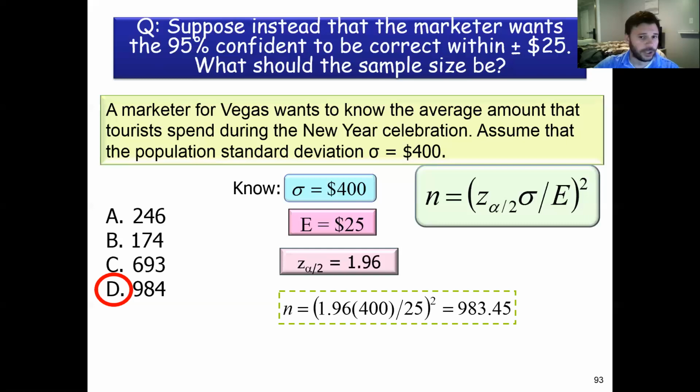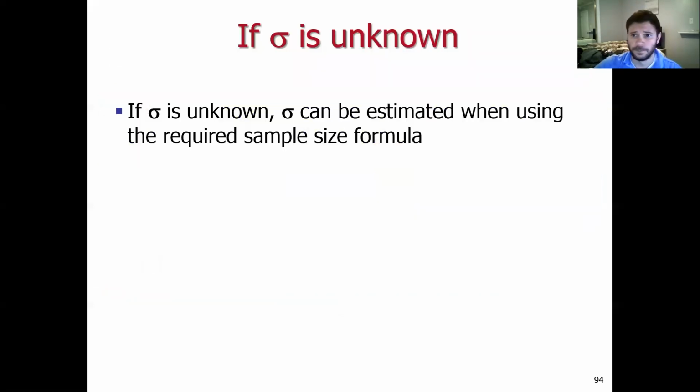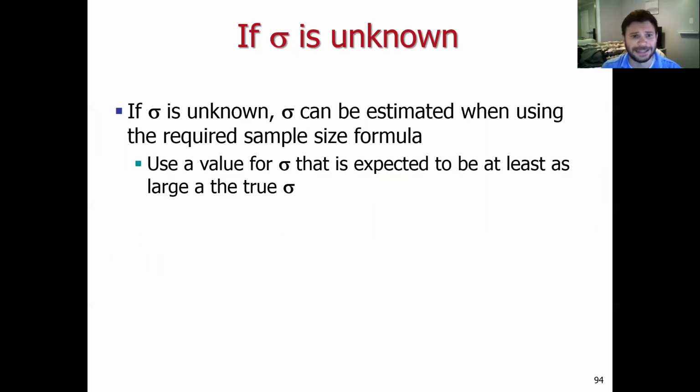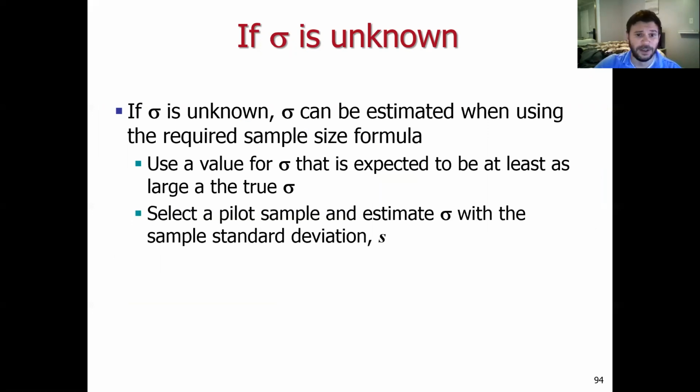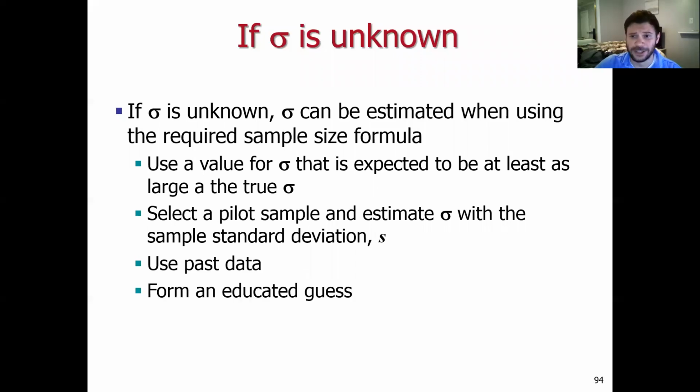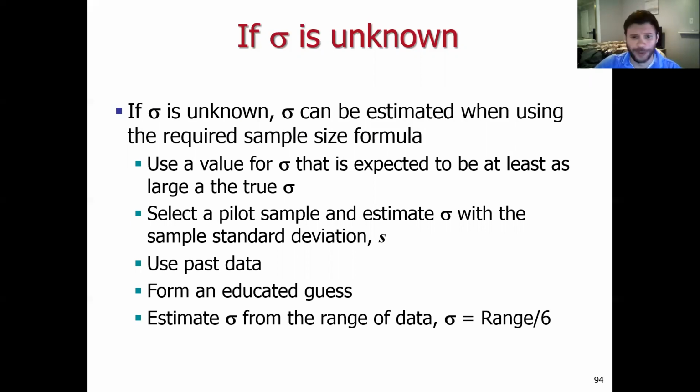Now this is all well and good, but we're kind of back to this z framework where we know the population standard deviation sigma. And the reality is sigma may not be known. If it's not known, well, what do we do? We estimate it. Or maybe we guess. We can use a value for sigma that is expected to be at least as big as the true sigma. One thing we could do is select a pilot sample and try to estimate sigma with the sample standard deviation. We're actually going to do that in a moment. We could think about using past data or form an educated guess. Another estimate of sigma can be taken from the range. You can try to divide the range by 6 and get some reasonable estimate of sigma here.